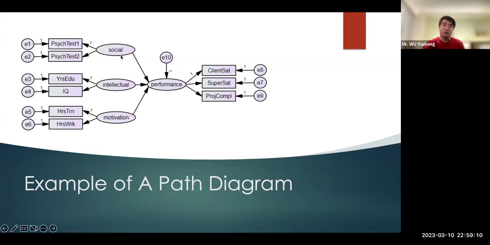It depends on what? Social skills. It's difficult to measure social skills, how well we communicate with others, right? So in this example, we choose two different psychological tests to measure the social skills. Probably everyone knows about the personality test. There might be one of those tests or some other test, right?